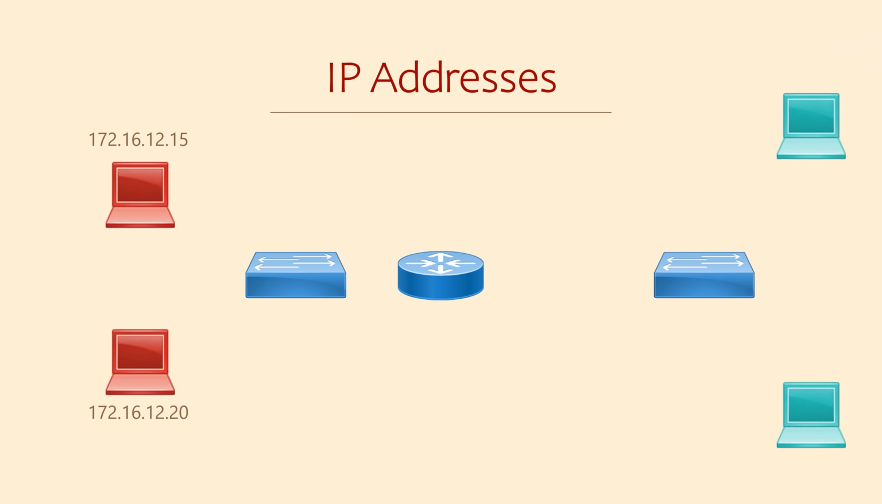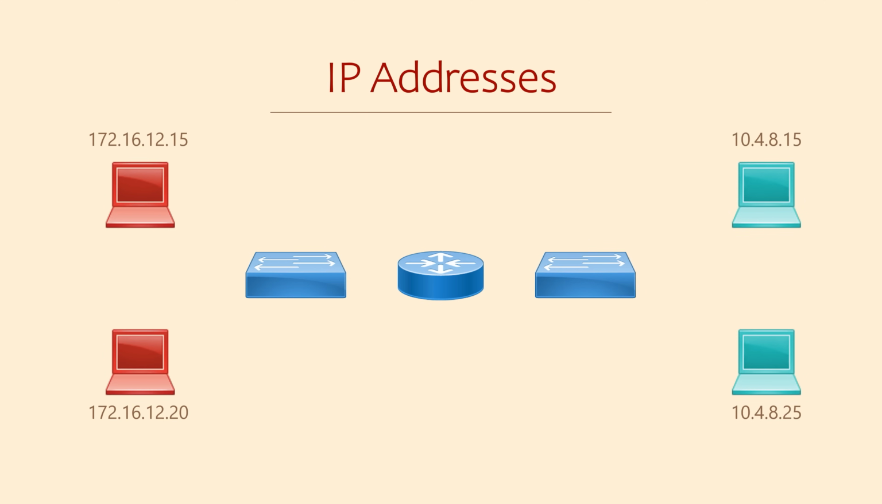Think of this example. Here we have two networks joined by a router. The router's job is to pass packets between the two different networks. Each device has a unique IP address. Within the network, the first part of the address is the same. This part refers to the network that the device belongs to. The second part is unique within the network. This is the individual device's address.